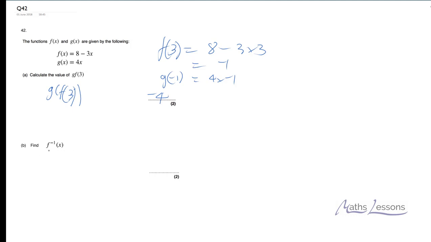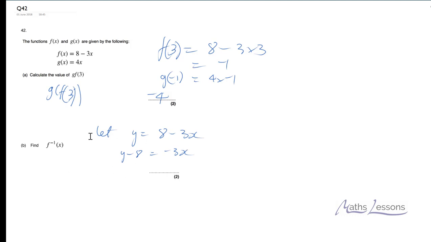Find the inverse function of f of x. Now there's lots of ways to do this. This one's so simple we could do a flow chart, but I'm going to show you a more foolproof method for all types. I'm going to let y equal 8 minus 3x. Now I'm going to make x the subject. So therefore y minus 8 equals minus 3x. And I'm going to divide both sides by minus 3.